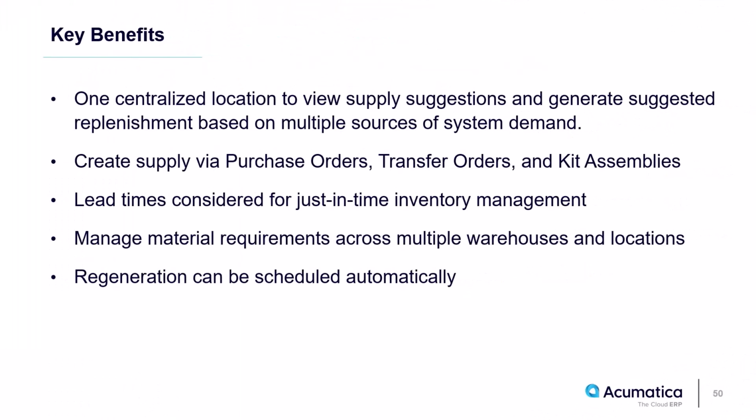Acumatica's DRP module provides one centralized location to manage supply and demand. You can create purchase orders, transfer orders, and kit assemblies based on multiple sources of system demand. Lead times are considered for just-in-time inventory management, helping you to keep your facility lean. You can manage material requirements across multiple warehouses and locations, and use our regeneration feature, which can be scheduled automatically.